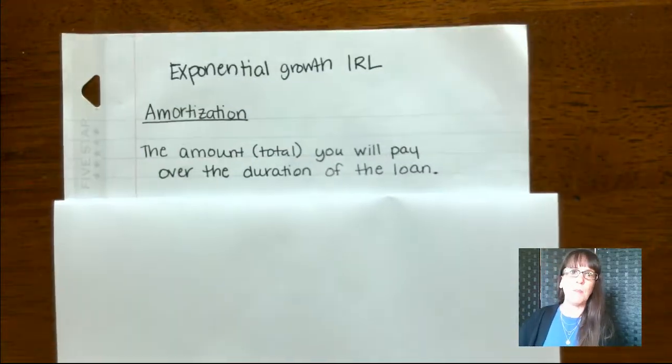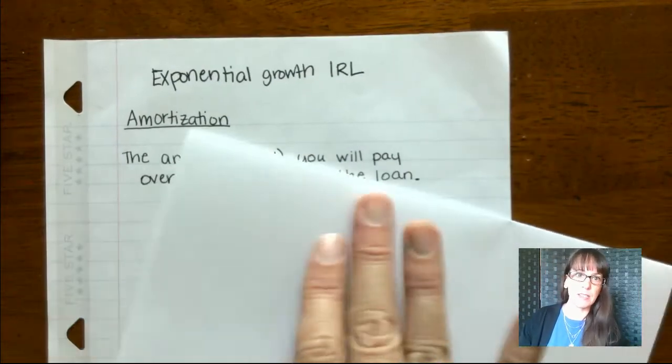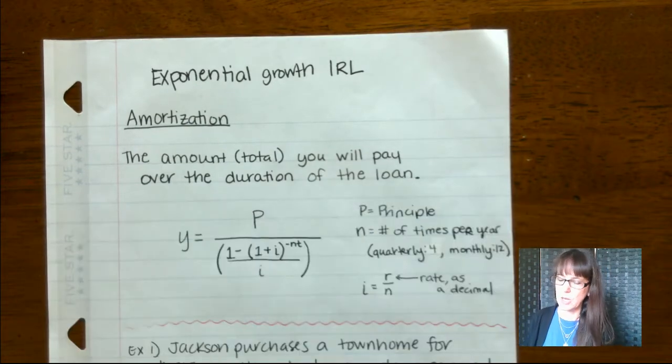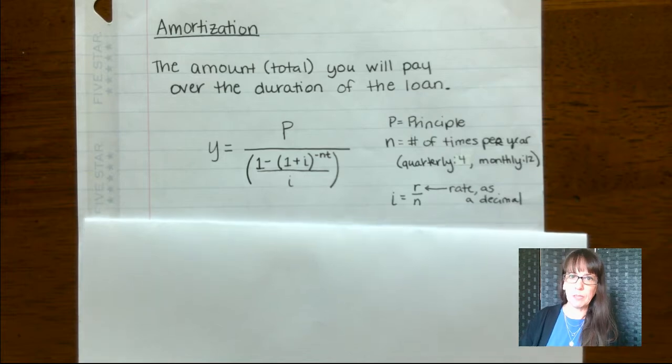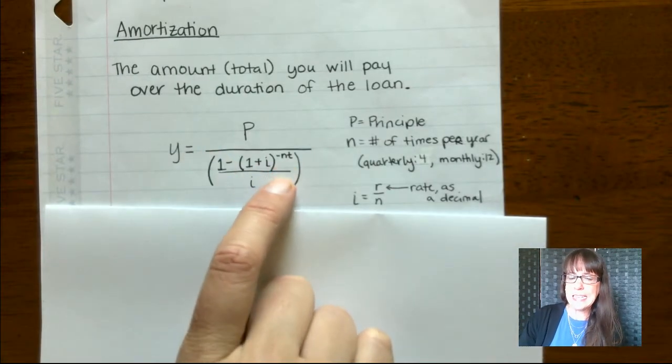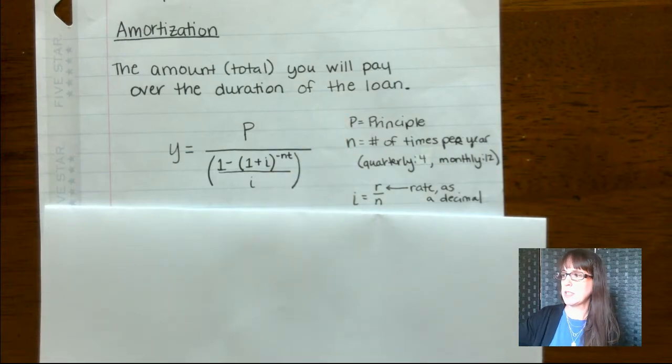Let's talk about that. For your notebook, make sure you put in that this is the total amount you will pay over the duration of the loan. Here is this fancy formula. It says P, and then there's an I, an N, and a T. P is for principal. That's your starting amount. We talked about that previously.